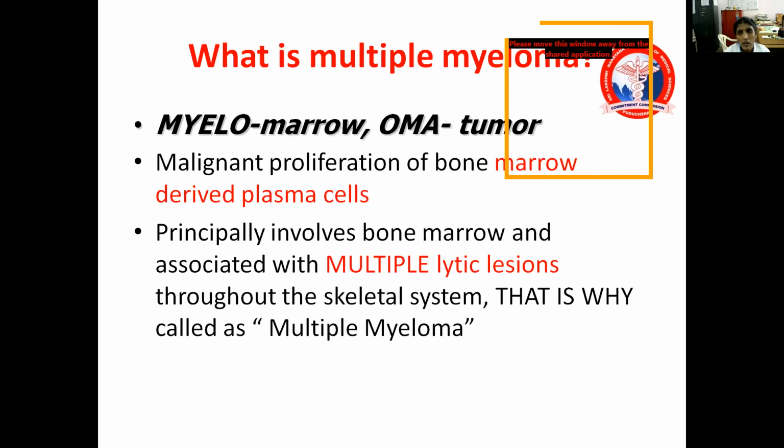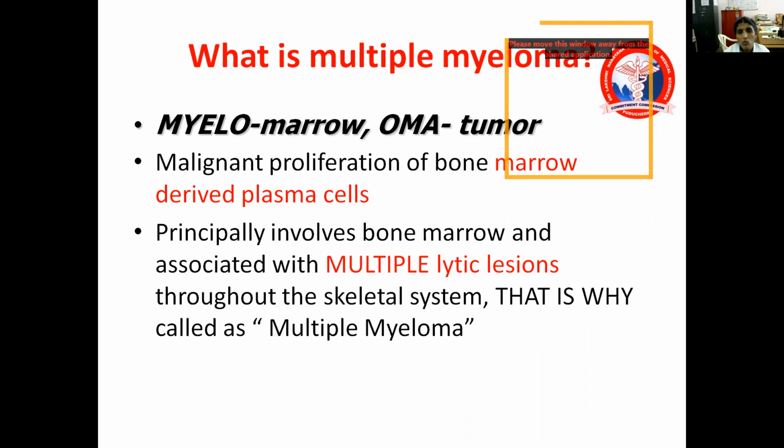So what is multiple myeloma? The word is derived from the term myelo, which means marrow. What is oma? Yes, of course, we learned in the Neoplasms chapter, it is nothing but tumor. So in short, it is a tumor of marrow. It is a malignant proliferation of bone marrow-derived plasma cells. It is a lesion which principally involves the marrow but can also affect the bone, that is, the skeletal system.